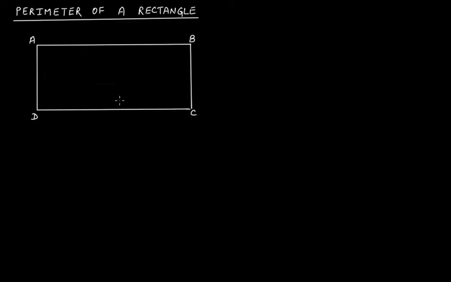We can find the perimeter of a rectangle, a square, and a triangle, all by simply using one formula. And here we will see how to derive a formula for the perimeter of a rectangle.